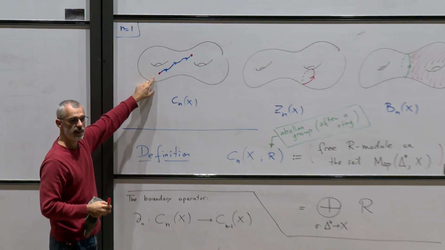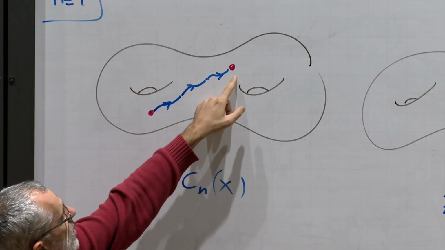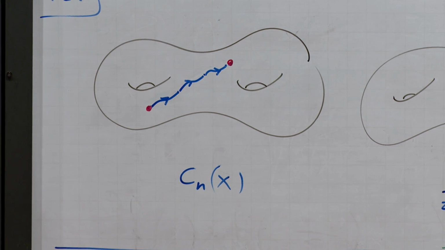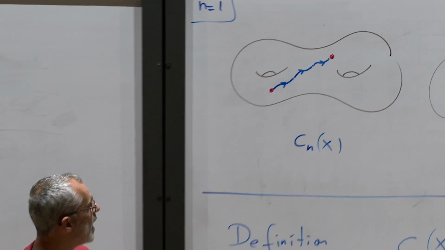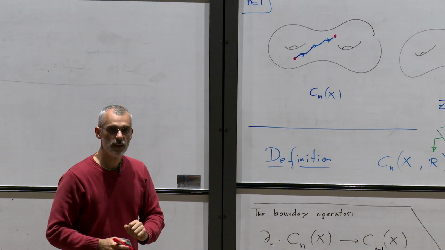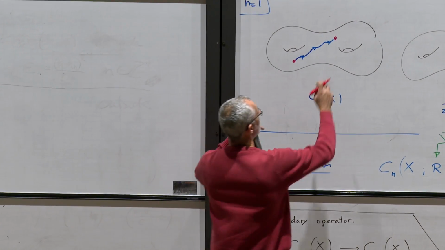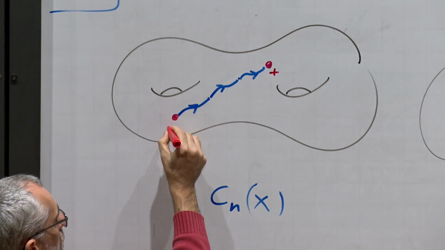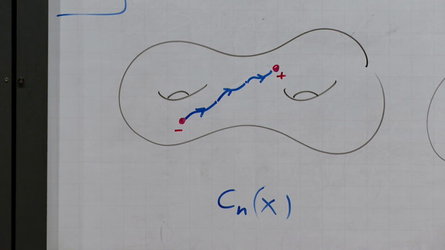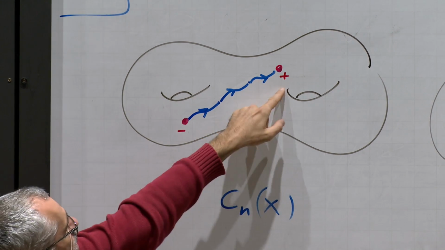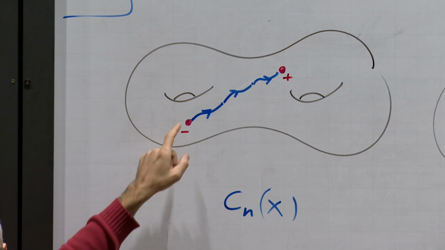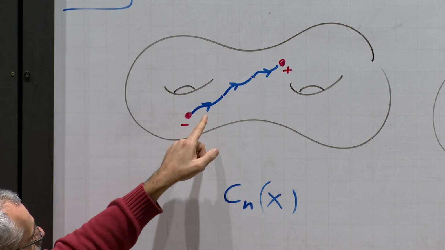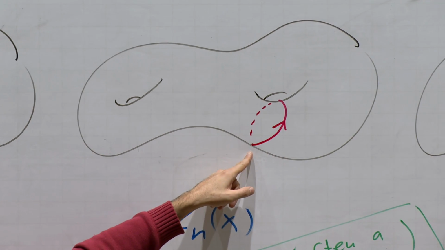What I told you here when I said that these two red points are the boundary of this thing in blue is a small lie. The reason it's a lie is that actually the boundary is this times 1 plus this times minus 1. So it's not this plus that, it's this minus that. And why is that relevant? Because I want these two things to cancel out in this particular situation.